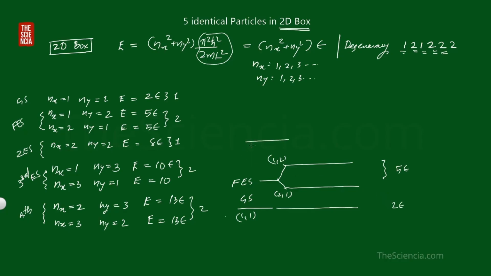Next is the second excited state. It is non-degenerate, that is 2, 2. Okay, that is energy 8e. The other one is the third excited state, and it is doubly degenerate. So the nx, ny combination may be 1, 3 or 3, 1. So for both the states, the energy will be 10e. Okay.